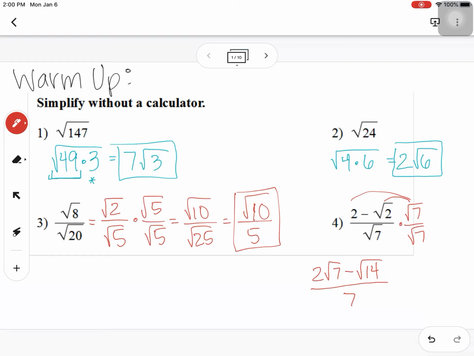You would check to see if you can simplify your radicals, and you would check if there's anything that goes into all 3 terms. In this case, there is not. So that is my final answer.